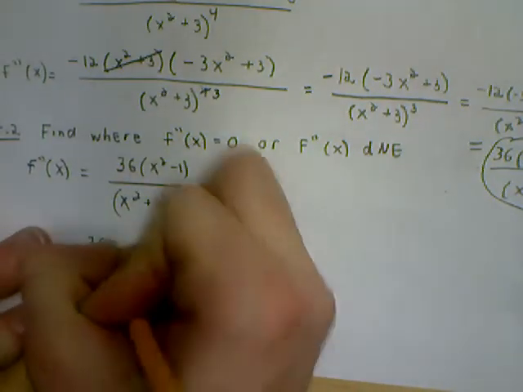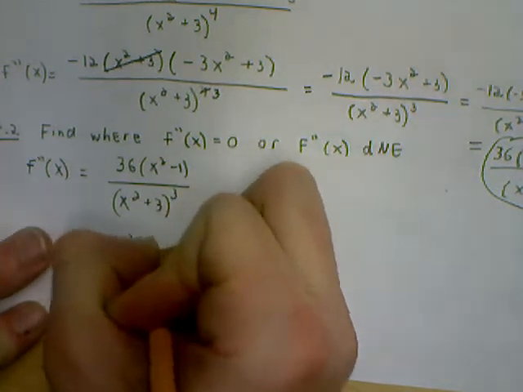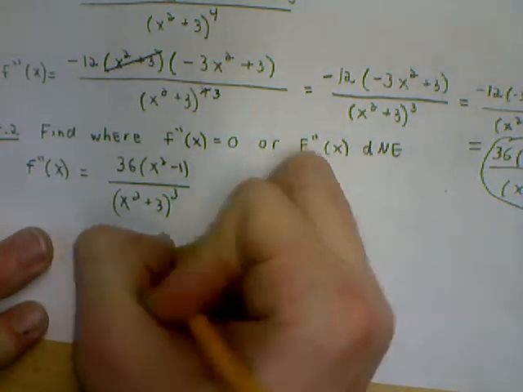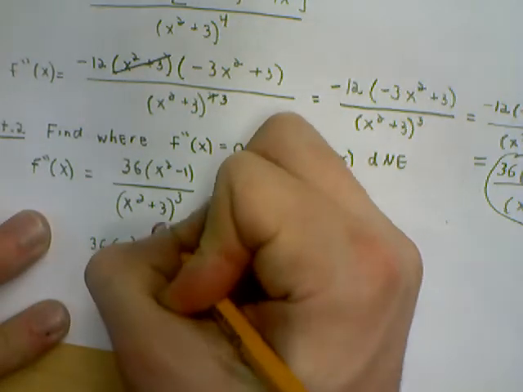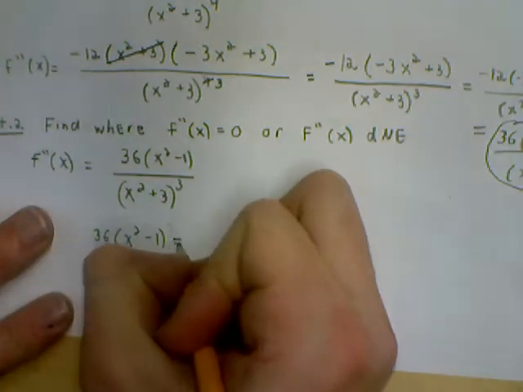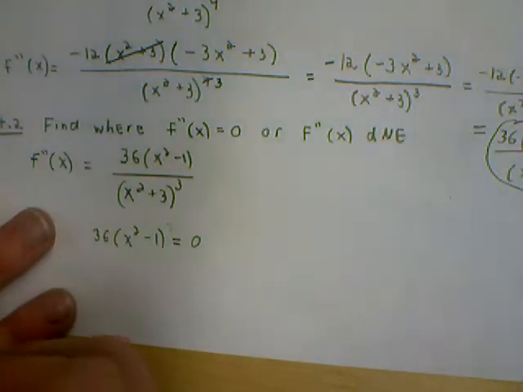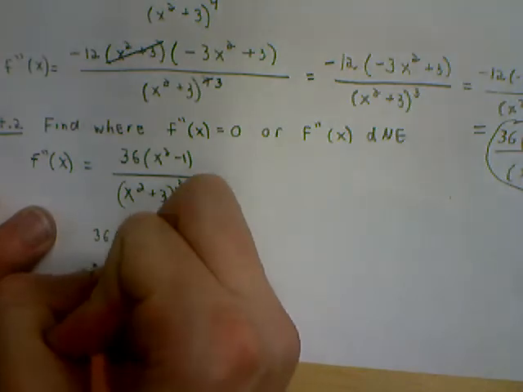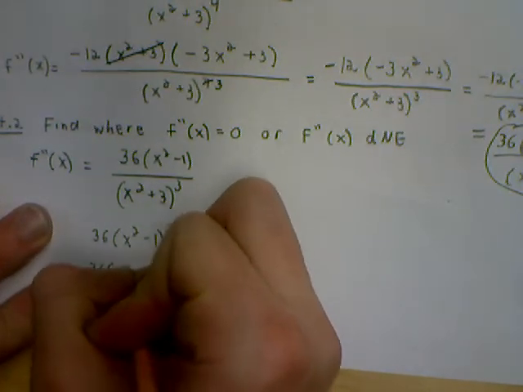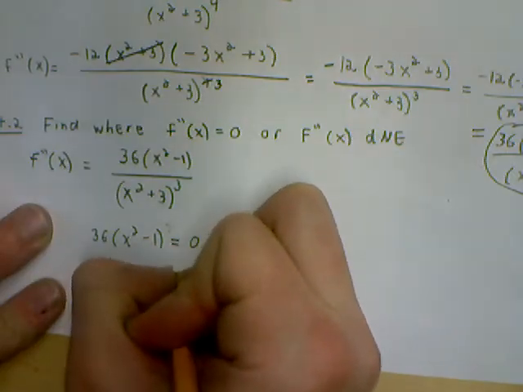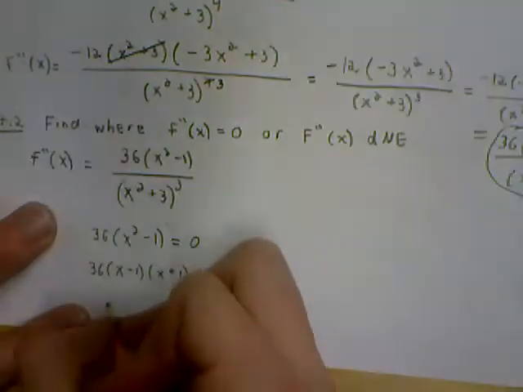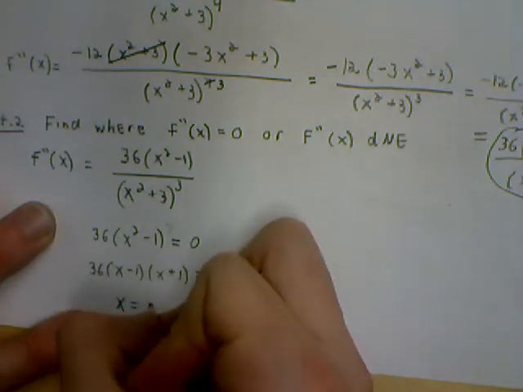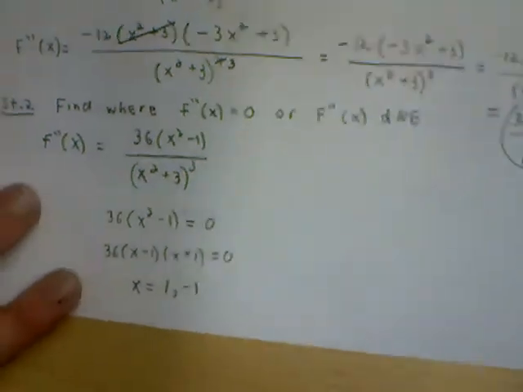So I'm going to take 36 times the quantity x squared minus 1 and set it equal to 0. Just factor real quick. I got 36 times x minus 1, x plus 1 equals 0. So my two values are 1 and negative 1.